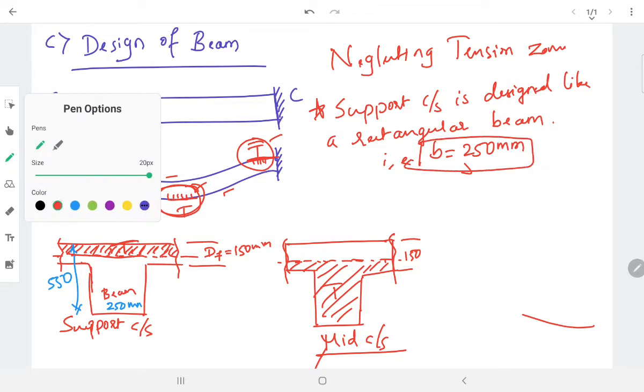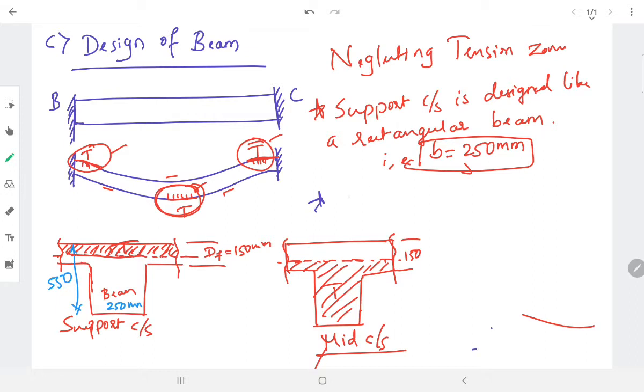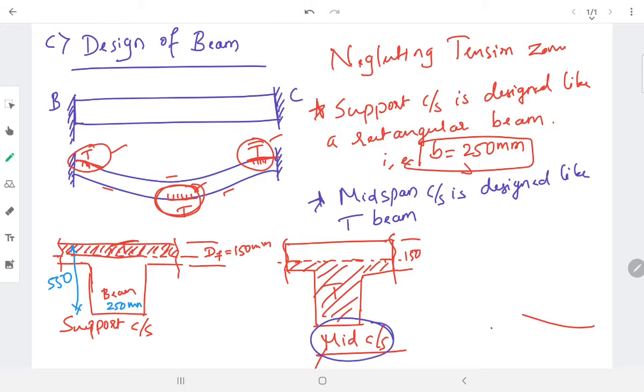Next point, mid-span cross section is designed like a T-beam. So this is that mid-span cross section, taking B equals BF. Here this is equal to B, and this must be equal to BF.